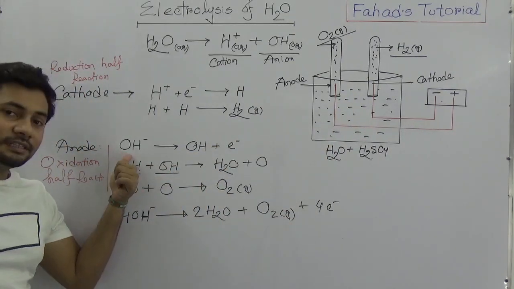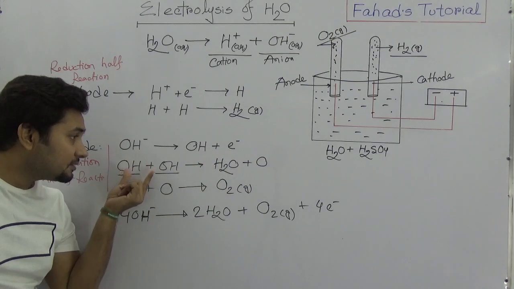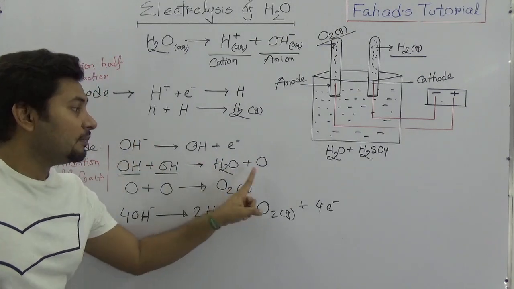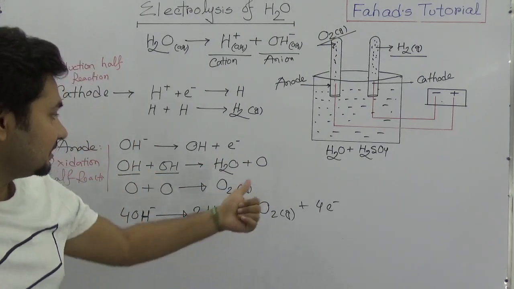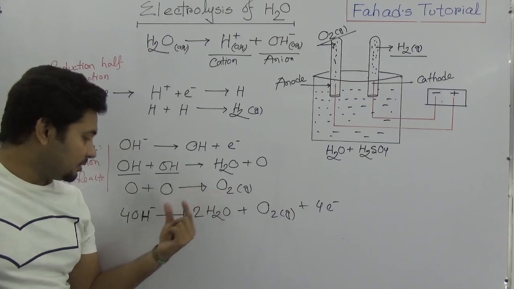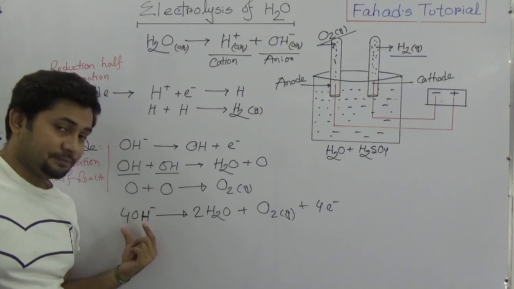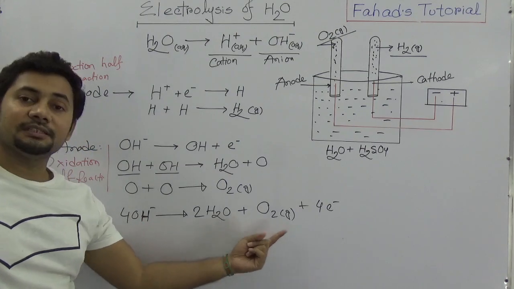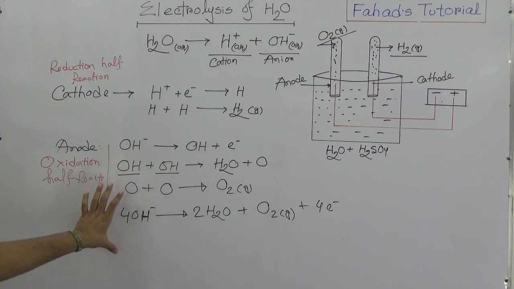So 1 hydroxyl, 1 electron, 2 hydroxyl, 1 molecule of water, but 1 atom of oxygen. So we need 1 oxygen gas molecule. To produce this molecule, we need 4 hydroxyl. So 2 water, 1 oxygen, 4 electrons. And this is the complete reaction which will take place at the anode.